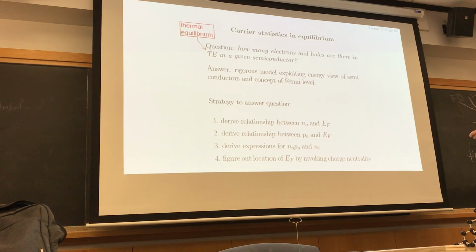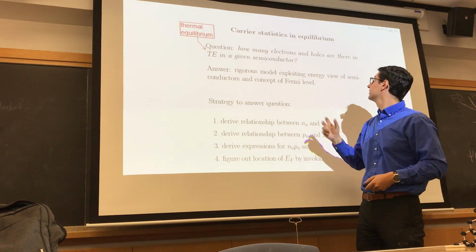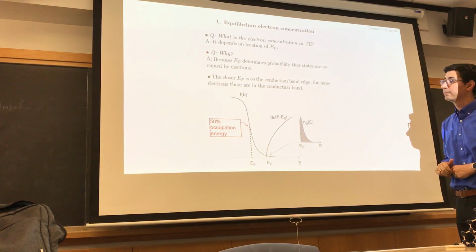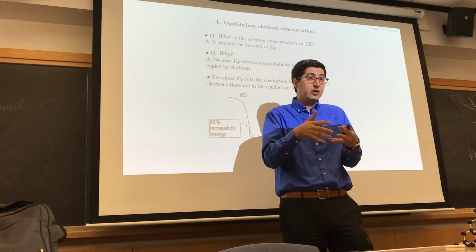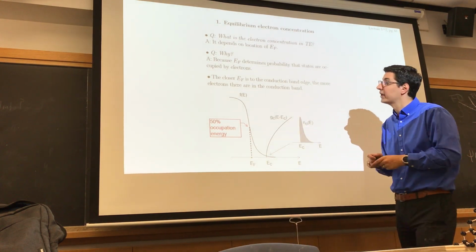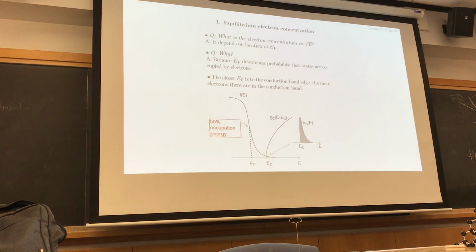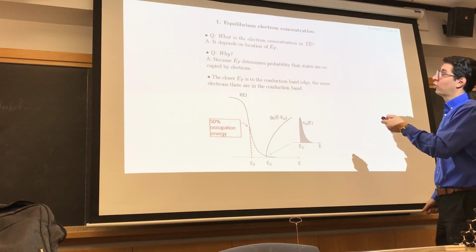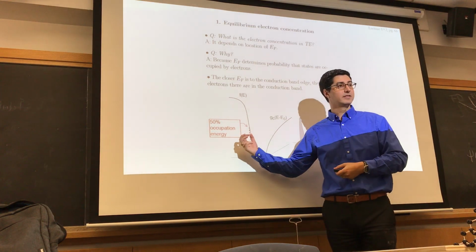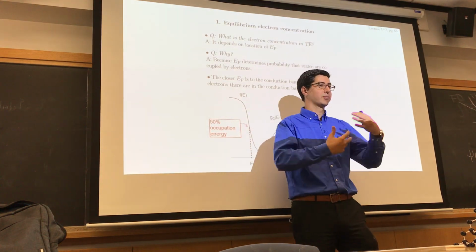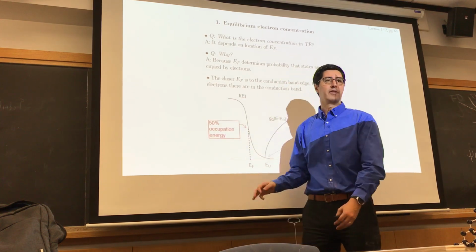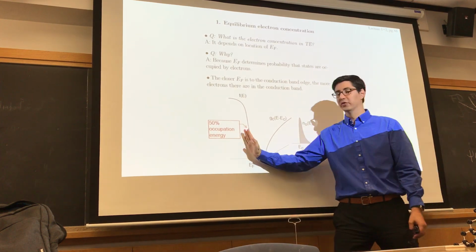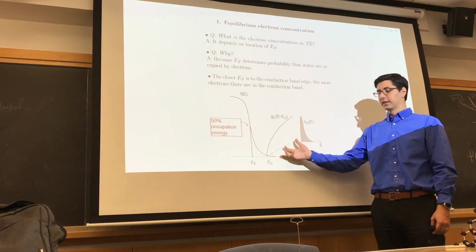And so the answer is we need a model, exploiting this energy view of the semiconductors. I already gave you the introduction to it. I already gave you the equation. My goal here is just to make sure you understand it. So my electron concentration in thermal equilibrium, of course, depends on my location of EF. Why is that? Well, EF is telling me my probability of occupying the states. If I move EF that way, then I'm going to have fewer states occupied here. If I move my EF this way, then I'm going to have more states.